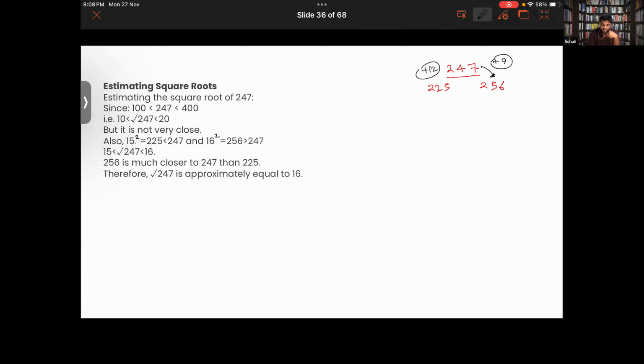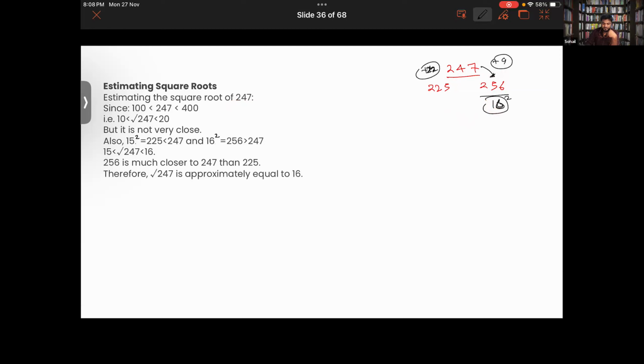The difference is plus 22 here, and here there is a difference of plus 9, so it's more close to the square of 16. So 247 is closer to the square of 16, right? So thereby can I say that the square root of 247 will be closer to 16.